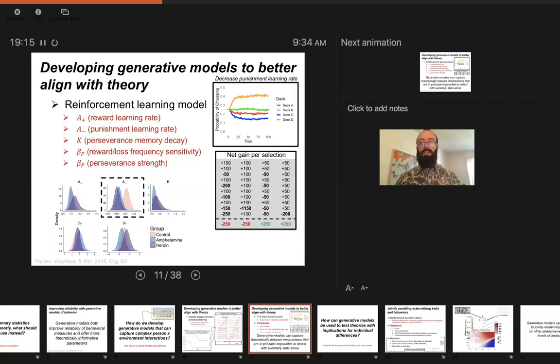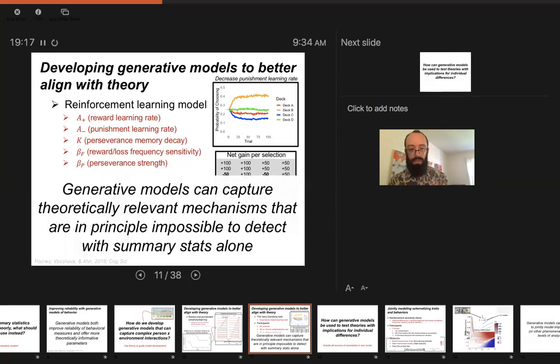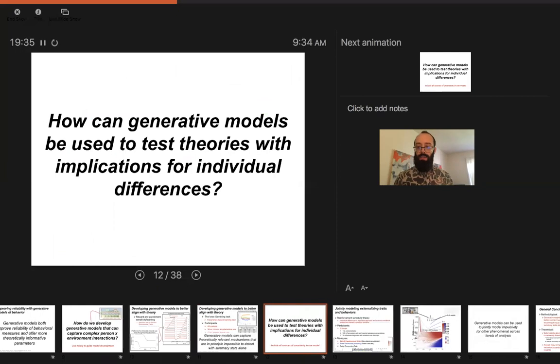So in general, the conclusion here is that we can use these generative models to capture theoretically relevant mechanisms that are in principle not possible to detect if we were only to look at how many good versus how many bad deck selections they made. And so this is why I think these models can be very useful. And that's very, very interesting.